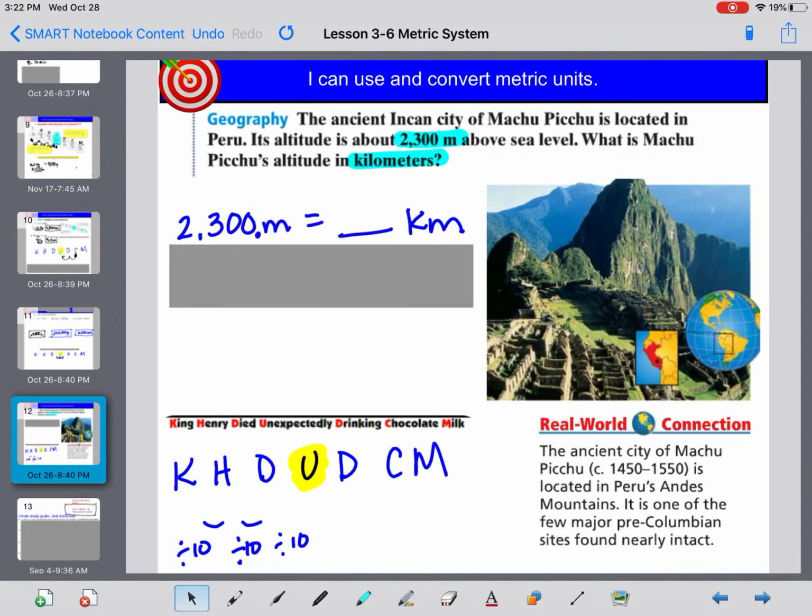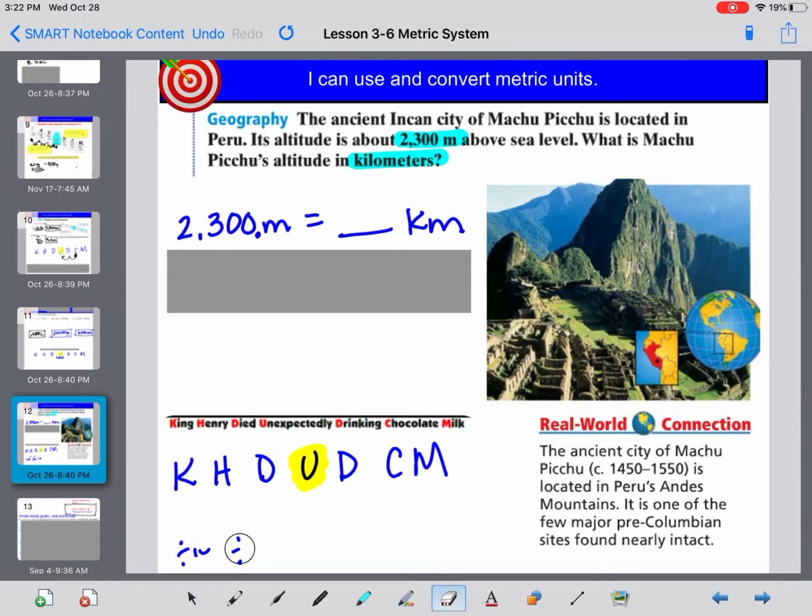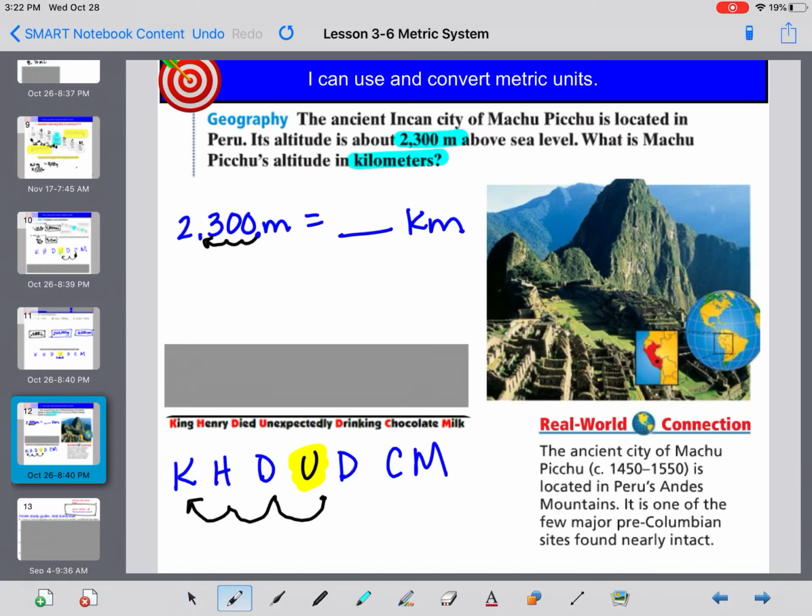So I'm being asked to convert 2,300 meters to kilometers. My decimal is located at the end of 2,300 meters. I'm starting here at the unit, and I'm going to the left 1, 2, 3 places. So 1, 2, 3 places to the left. My solution is 2 3/10 kilometers. So that is exactly 2 3/10 kilometers above sea level.